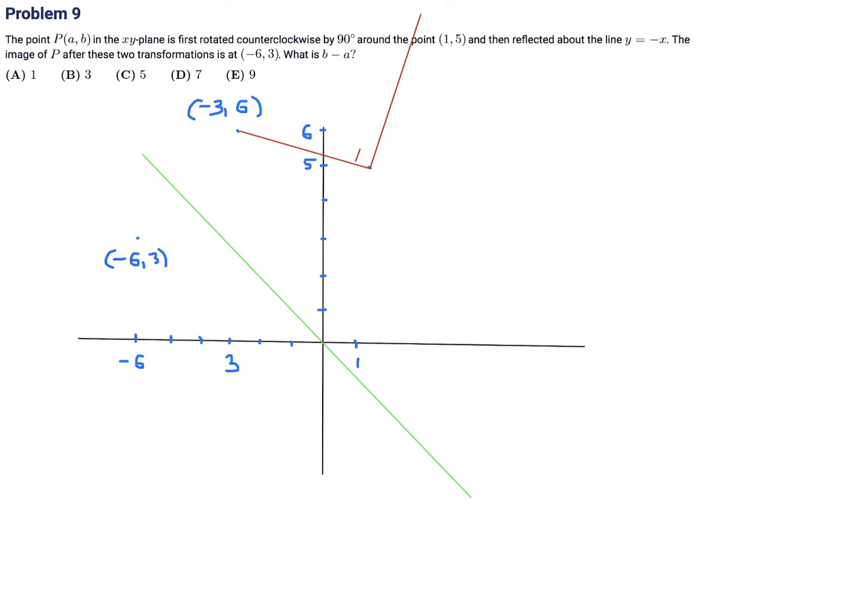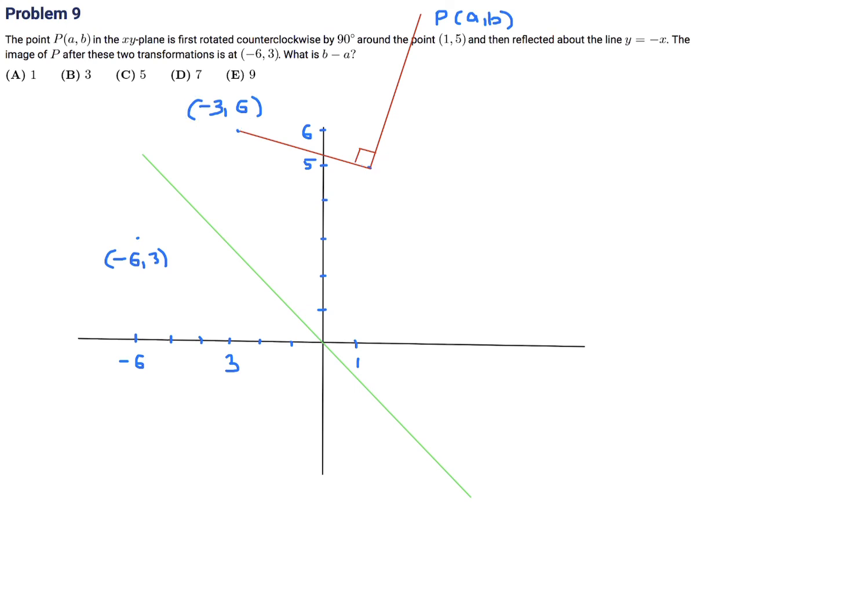I'm trying to get a 90 degree here, and I think that's pretty good. So there was some point here that was our original point, PAB, and it was reflected 90 degrees about this point in order to get here, and then that was reflected to get to there. So I've got to figure out PAB.